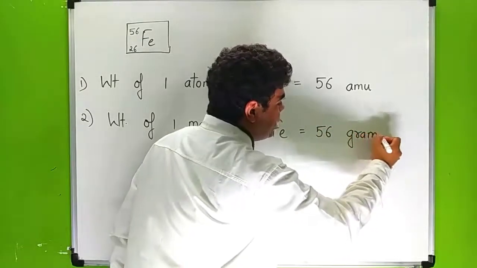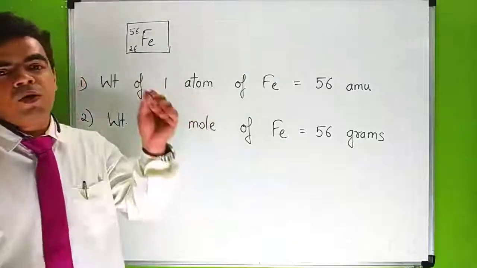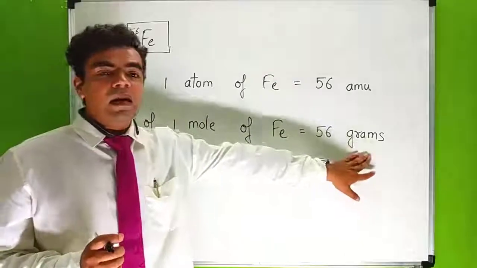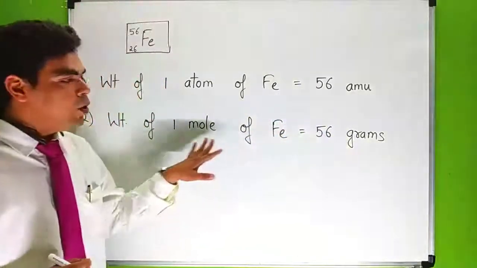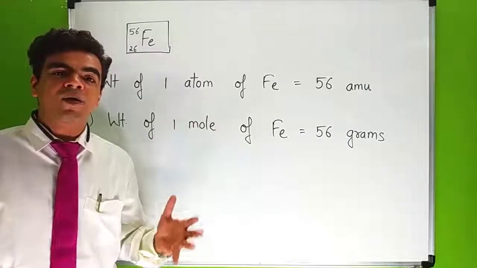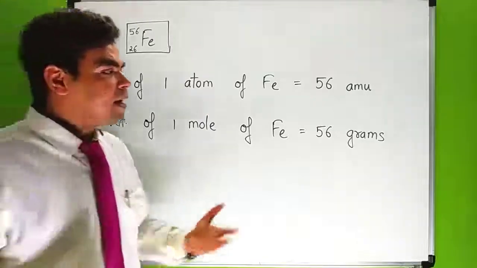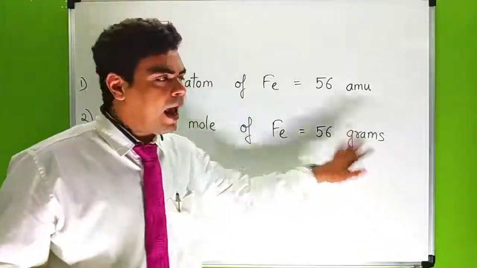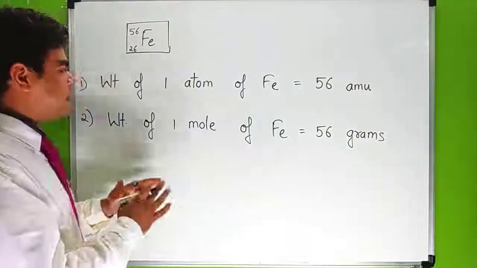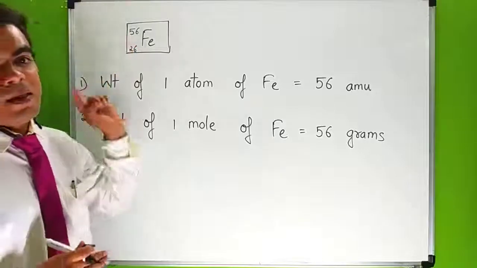See, one atom cannot weigh in grams. One atom is too small a quantity. It cannot weigh in grams. But 1 mole of atoms is basically 6.022 into 10 to the power 23 atoms. That is a lot of atoms. So its weight can come in grams, and it is 56 grams. So these are two conclusions which you can write looking at this symbol in the periodic table.